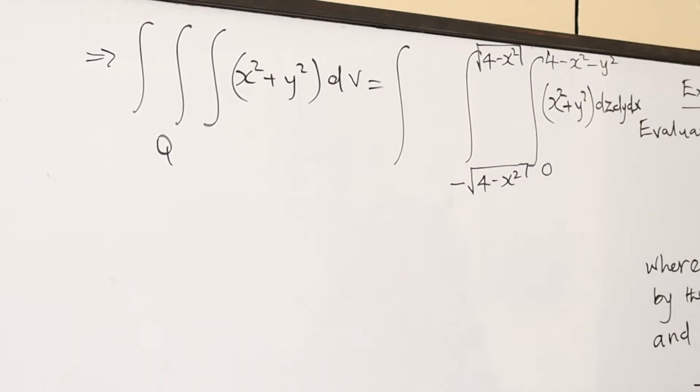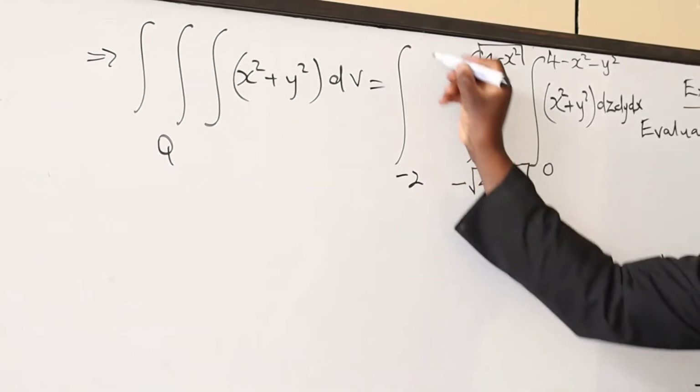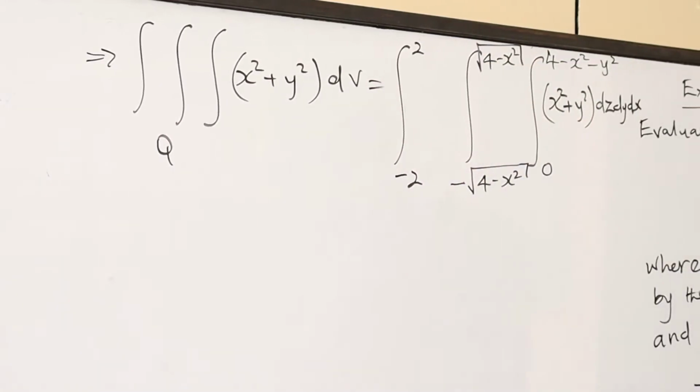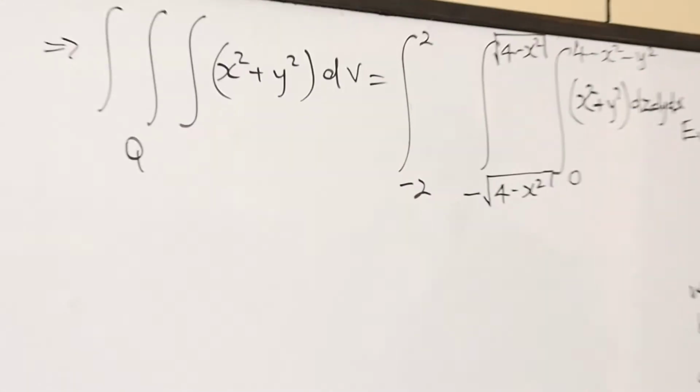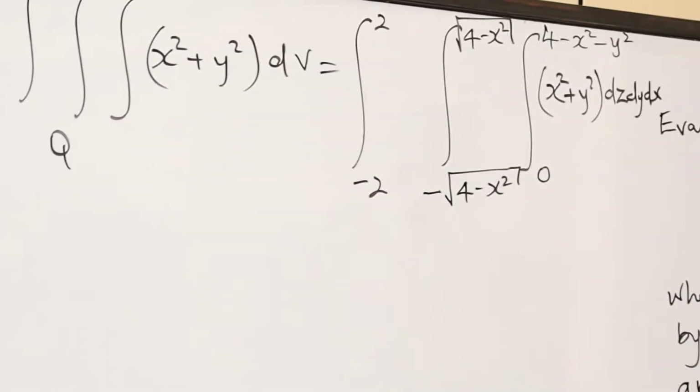And the x values will be changing from minus 2 to positive 2, because it is a circle, remember, of radius 2.